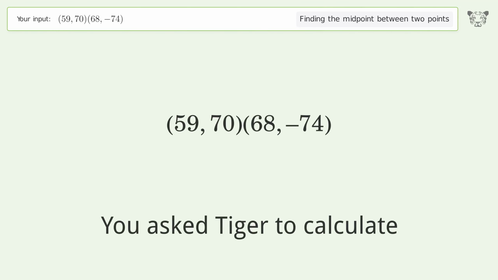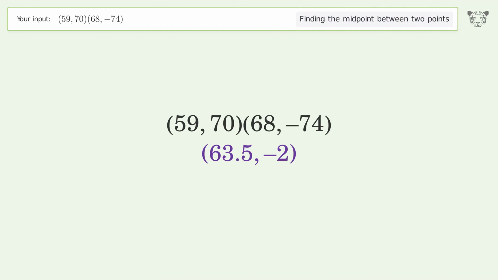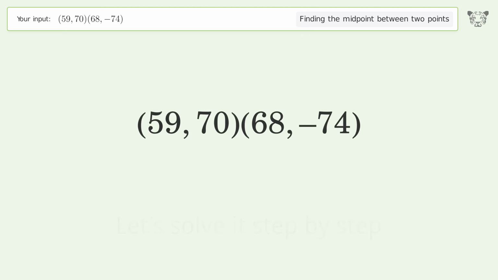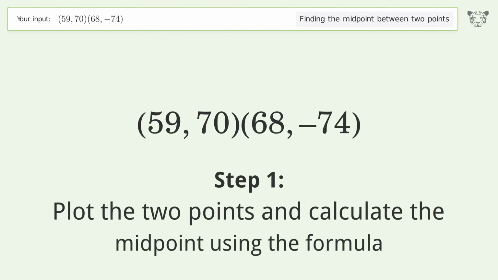You ask Tiger to calculate. This deals with finding the midpoint between 2 points. The midpoint between the 2 points is 63.5, -2. Let's solve it step by step. Plot the 2 points and calculate the midpoint using the formula.